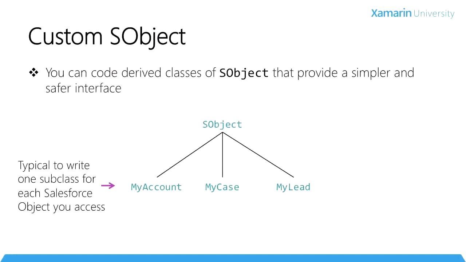It turns out that SObject was really designed to be a base class for your custom types. It has many services that make it relatively easy to write a derived class. Typically, you would write one derived class per object, for example, my account, my case, my lead, where the Salesforce object would be account, case, and lead respectively.